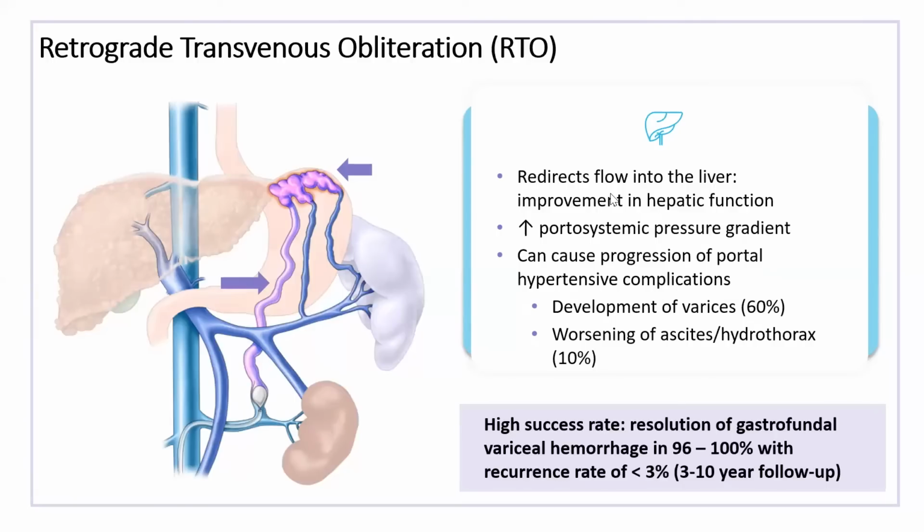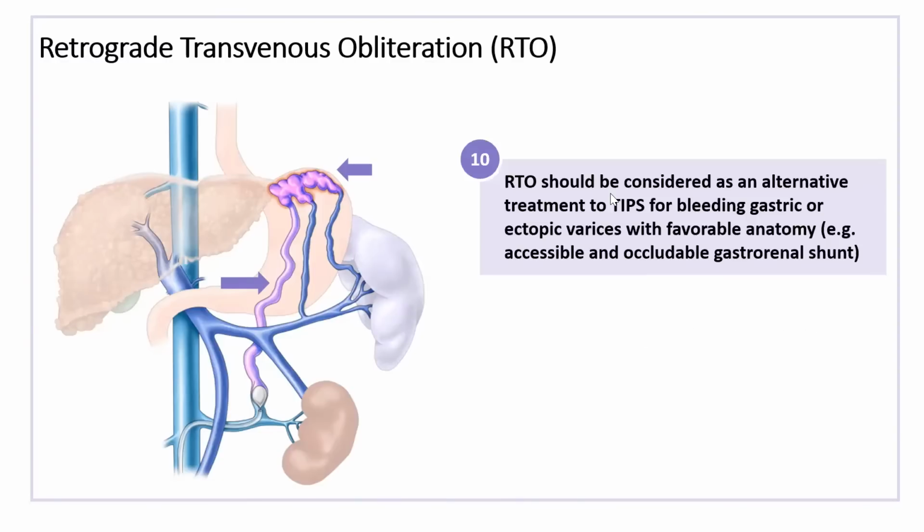Now, RTOs have high success rate. There is resolution of gastric variceal hemorrhage in 96 to 100% of the patients. And when done properly, the recurrence rate is very low, less than 3% in 3 to 10 years of follow-up. It should be considered as an alternative treatment to TIPS for bleeding gastric or ectopic varices with favorable anatomy. The most important being the accessible and occludable gastrorenal or gastrocaval shunt.